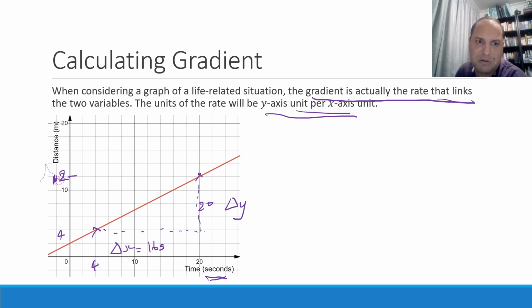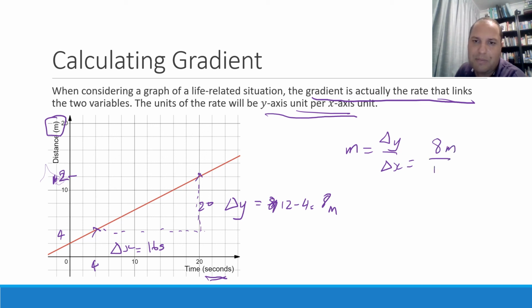Now going upwards, what's our rise, or our change in y? Well, we've gone from 4 up to 12, so that's 8. Or we could say that's 12 minus 4, which is 8. But again, it's not just 8 because our y-axis is measured in meters, so that'll be 8 meters. Our gradient is our change in y over our change in x, which is 8 meters divided by 16 seconds, 0.5 meters per second. Notice now we've got a rate.